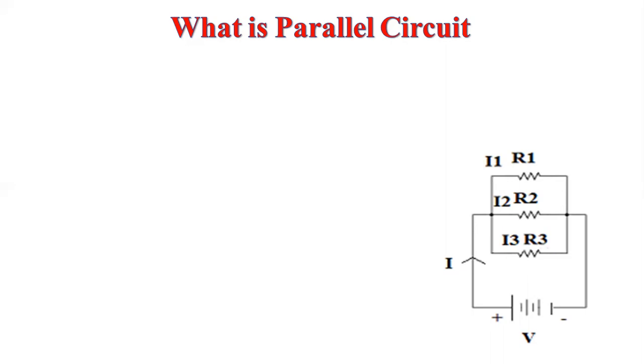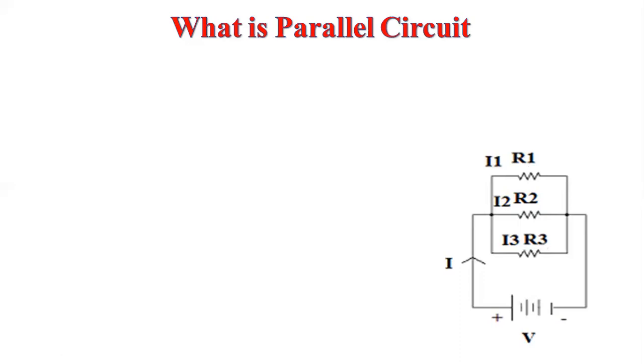In parallel connection, voltage always remains the same, but current is different. Okay, but always keep one thing in your mind: in a parallel circuit, voltage always remains the same, but in a series connection, current always remains the same.